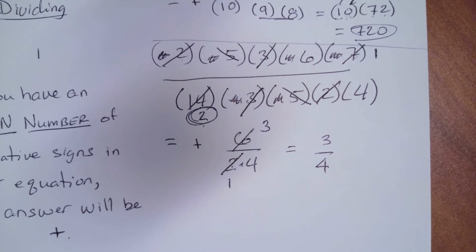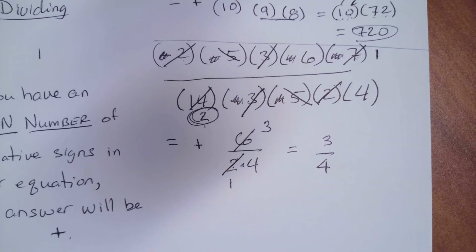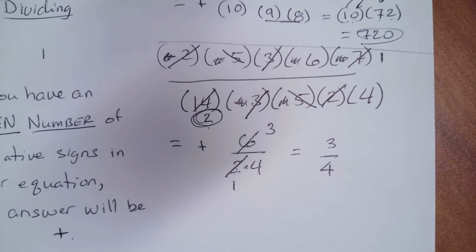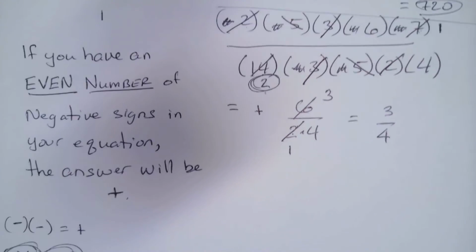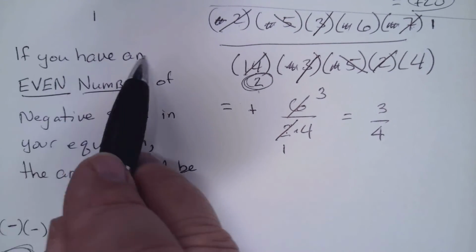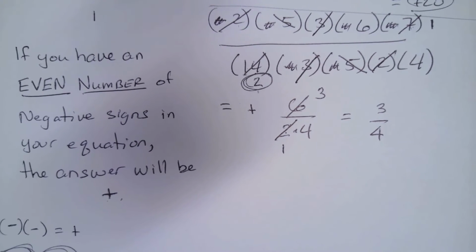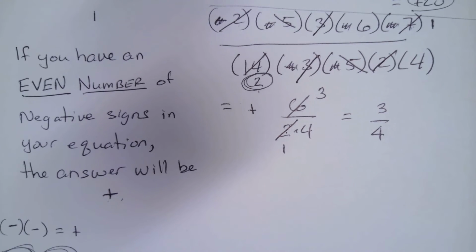That's the whole secret about division. Just look what's the same on top and bottom. And we're going to spend a whole day talking about that too. How to add, subtract, multiply, divide fractions. So, if you have an even number of negative signs, the answer is positive. What happens if you have an odd number of negative signs? It's negative.